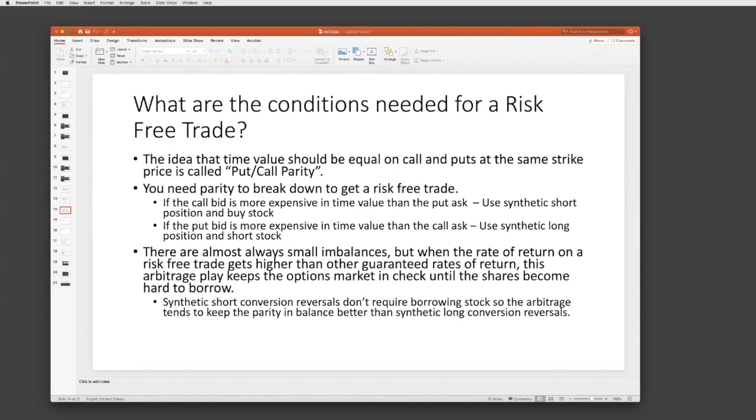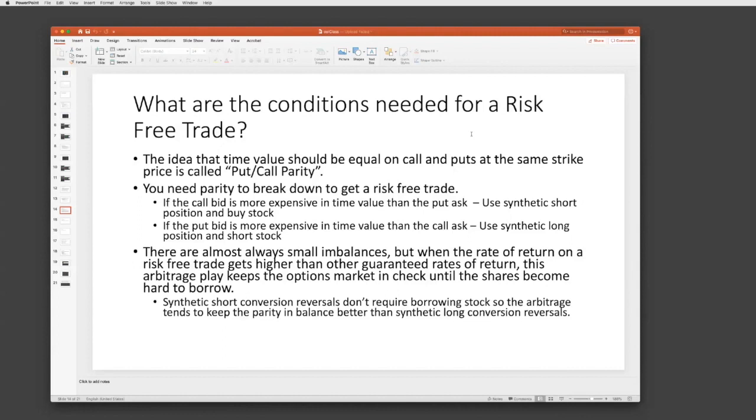So what are the conditions needed for a risk-free trade? The idea that the time value should be equal on the put and the call at the same strike price is called put-call parity. And every option pricing model has to consider put-call parity. It's often a measure to tell if the option pricing model is giving valid responses. They use put-call parity to check whether the model is keeping the balance between the put and the call at the same strike price, and that's one of the ways they can tell their model is giving a close approximation.